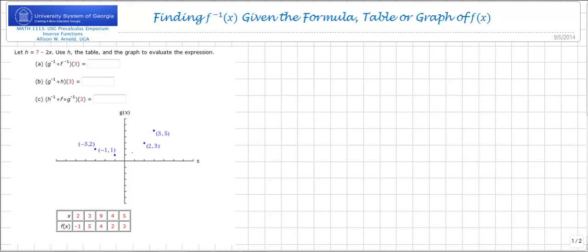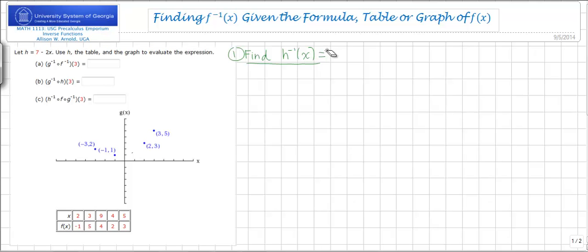So basically when I look at this question, I see lots of g inverse, f inverse, h inverse, and then composition. So I will make it my personal first order of business to find each inverse function. So let's find h inverse first. And actually it really doesn't matter which one we find first. We just need to find all of them.